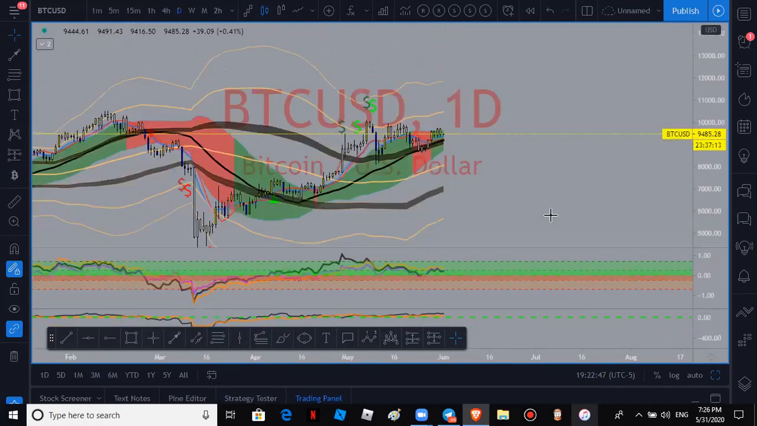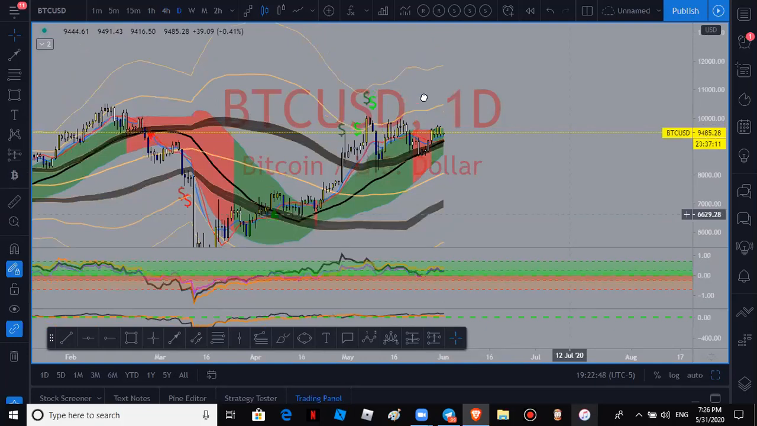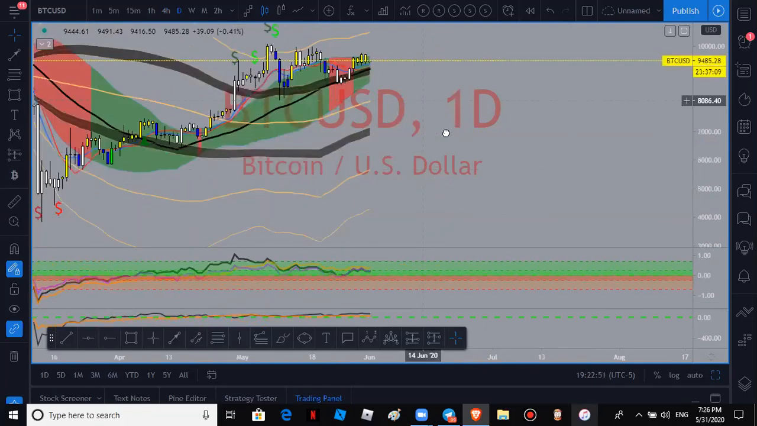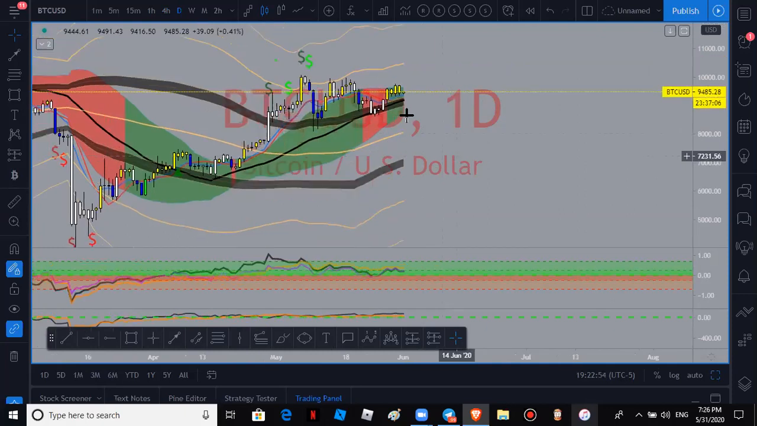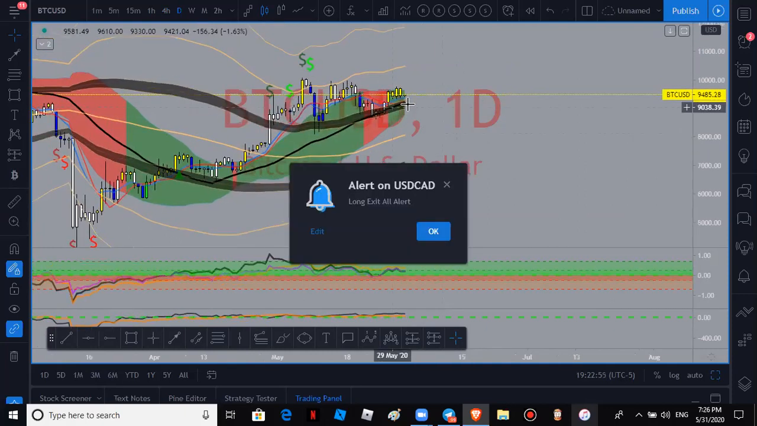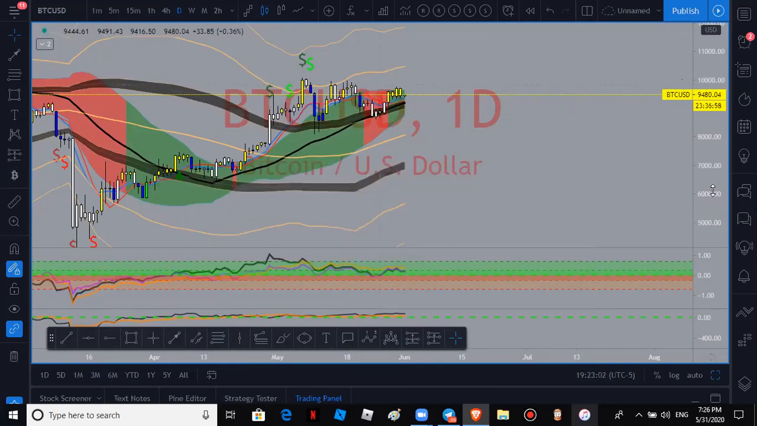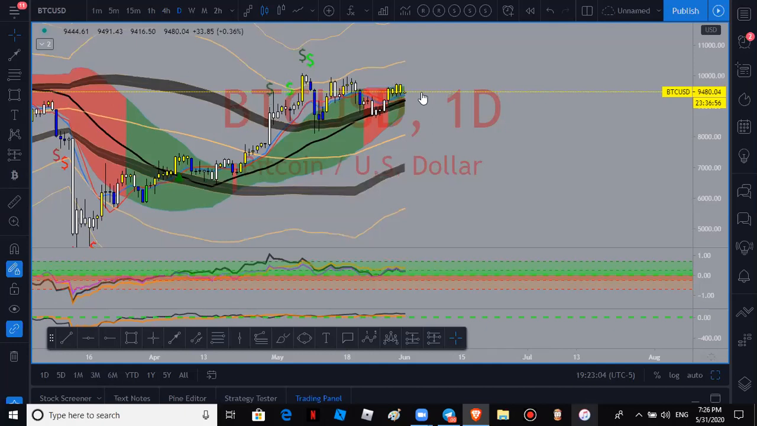Yeah, I'm kind of iffy on the Bitcoin sell. Overall, I'm still going to be holding this in my crypto wallets, USD long exit all alert. I didn't get in the long, so I'm straight. But Bitcoin USD, I want to sell it, especially how this RSI line is right here. I do want to sell it, but I want some more confirmations first before I sell it.